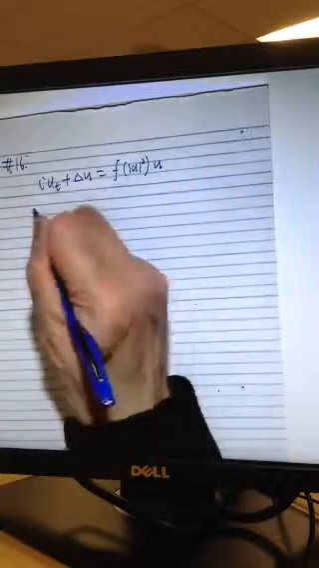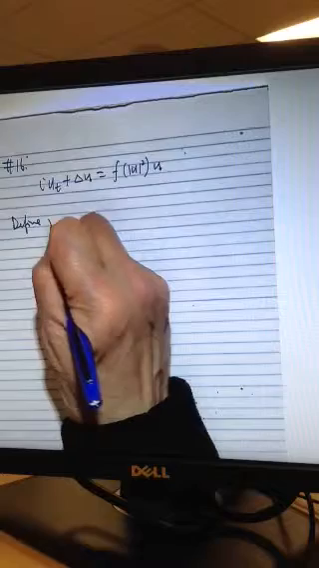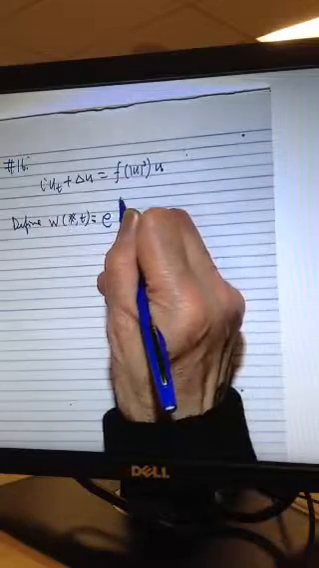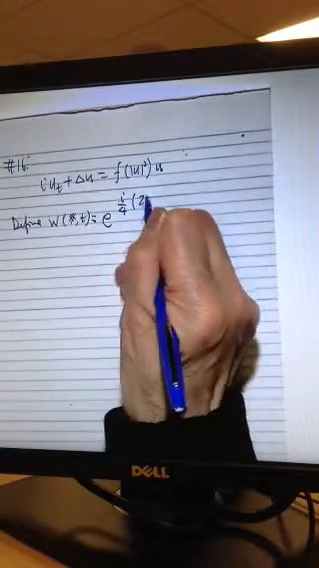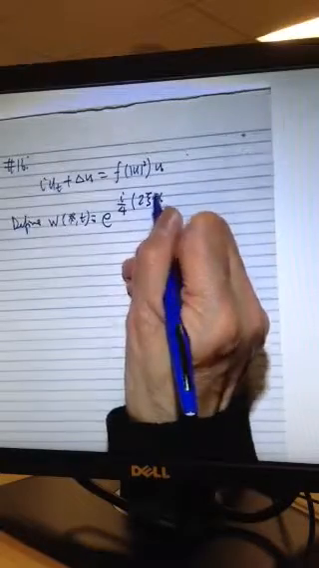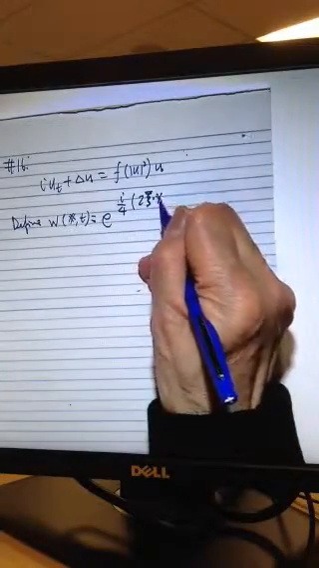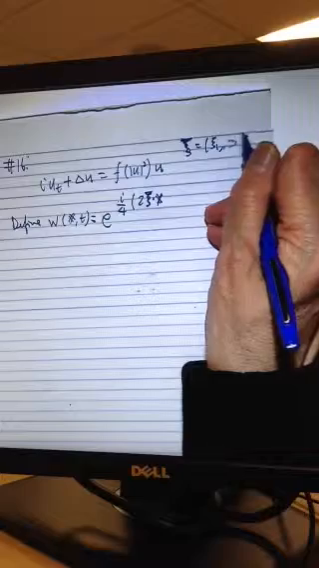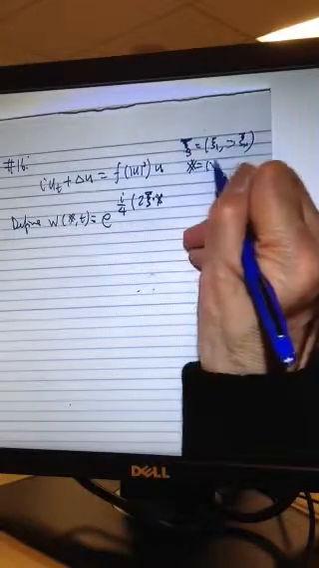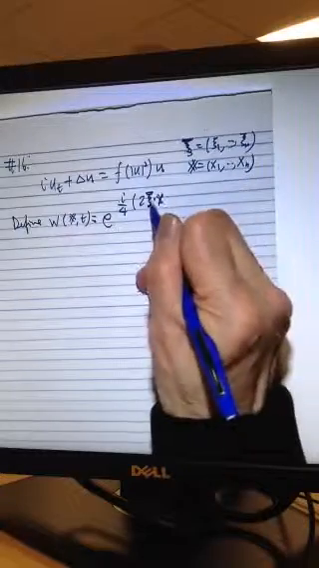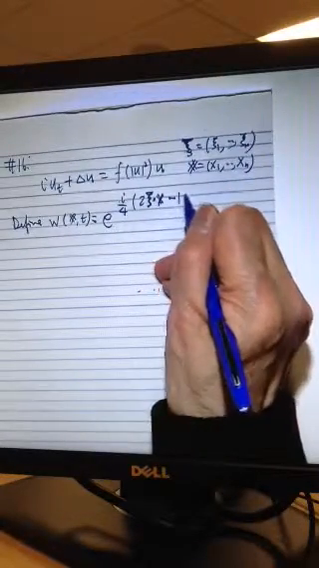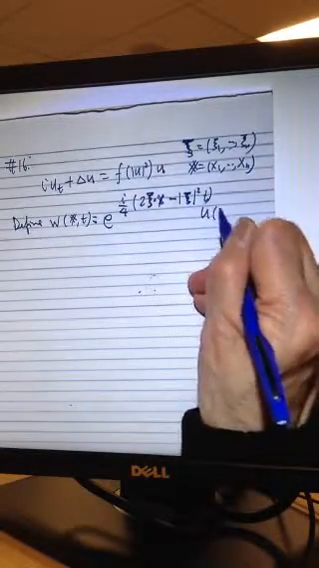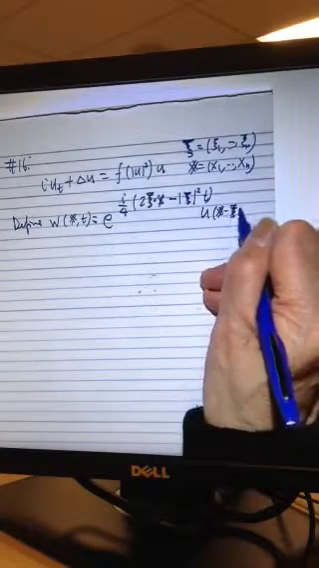And I'm going to define w(x,t) to be e^{i/4(2c·x - |c|^2 t)} times u(x - ct, t). Here c equals (c1, ..., cn) and x equals (x1, ..., xn), so this is the dot product, and the phase has |c|^2 t.